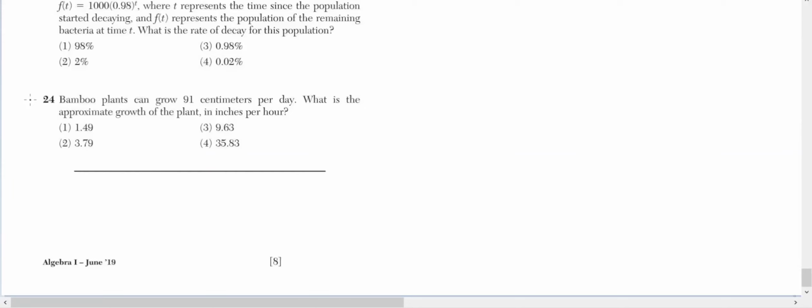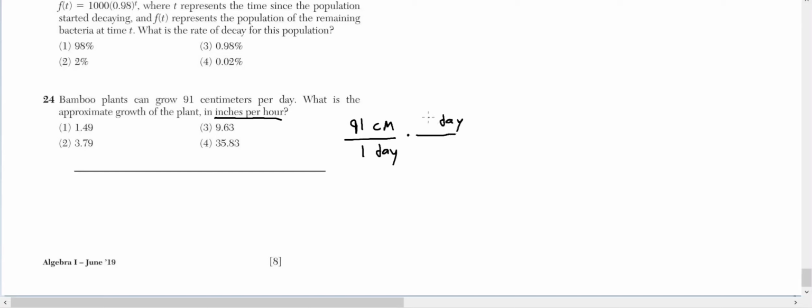All right, question number 24. Bamboo plants can grow 91 centimeters per day. What is the approximate growth of the plant in inches per hour? So we've got our original growth rate of 91 centimeters per 1 day, right? And we want to convert this eventually into inches per hour. So the way to do that is basically creating a sequence of products that cancel out the units in the direction that we want. We need inches per hour, and right now we've got some length per day, so we should get rid of the days by canceling it out up top.